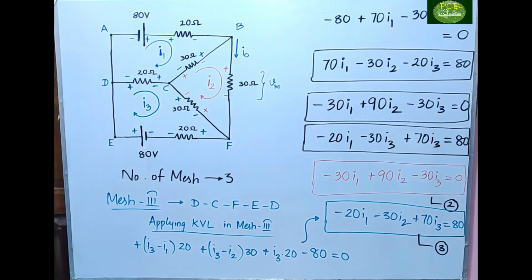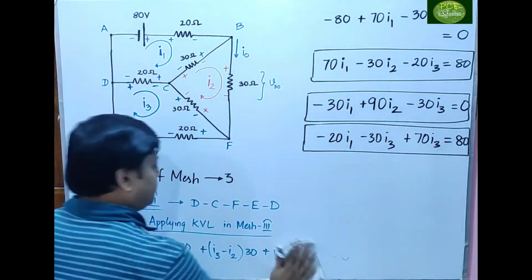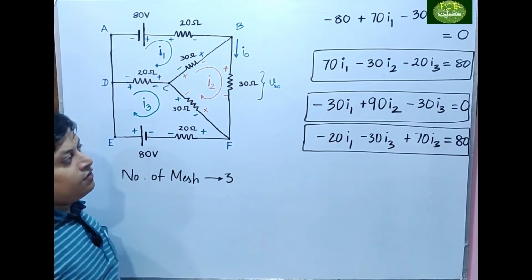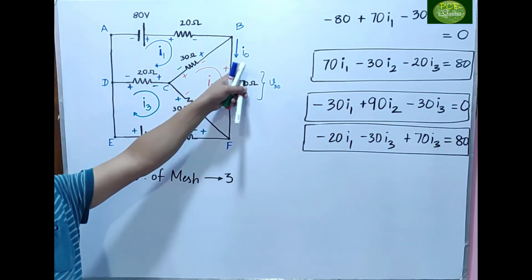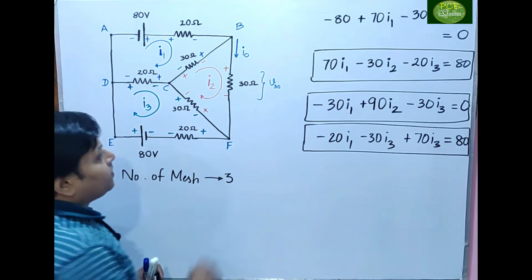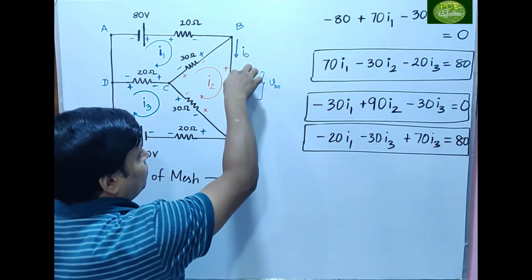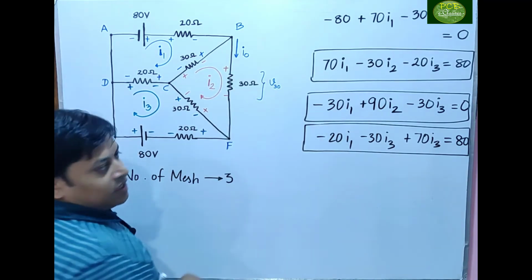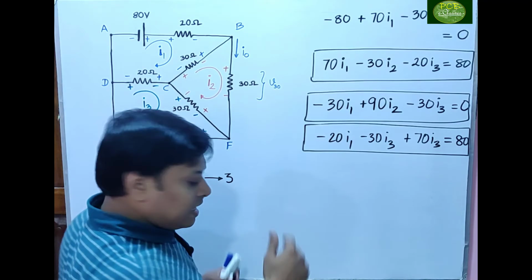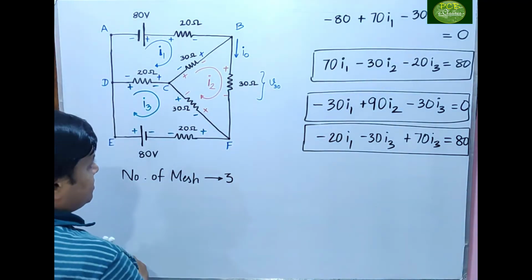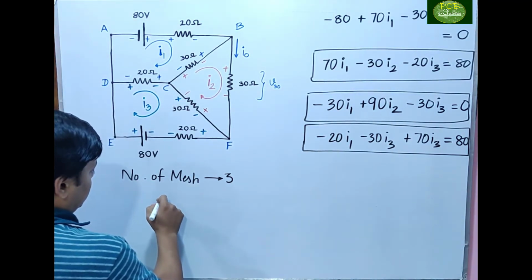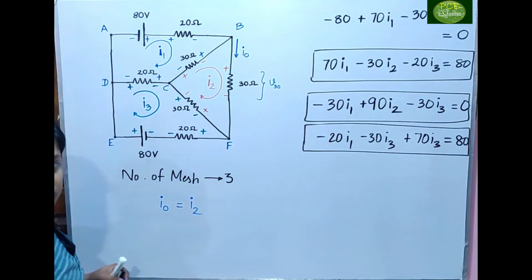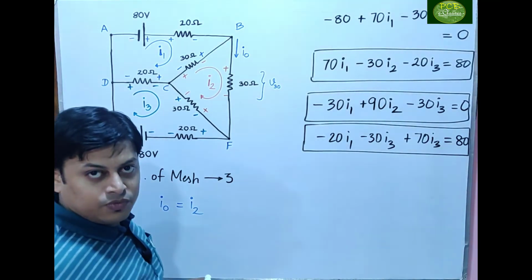Now solving these three, we have to get the current I0. Now see here, current I0 is flowing downward and I2 is flowing downward, right? What is this I0 actually? I0 is actually I2. So I can write I0 is equal to I2. That means we have to find out I2, right?